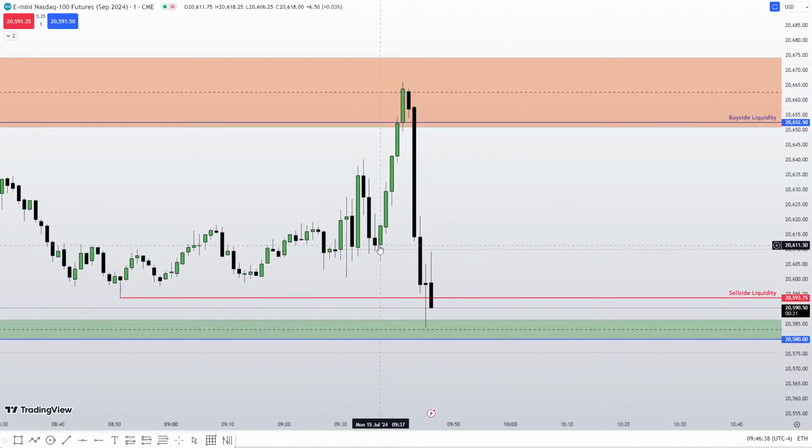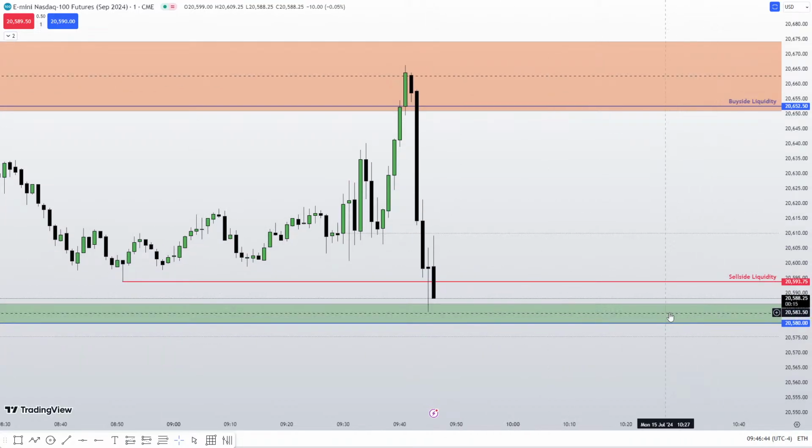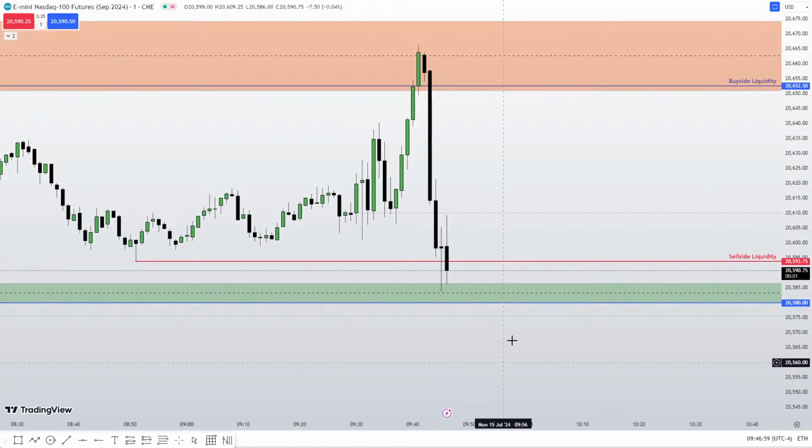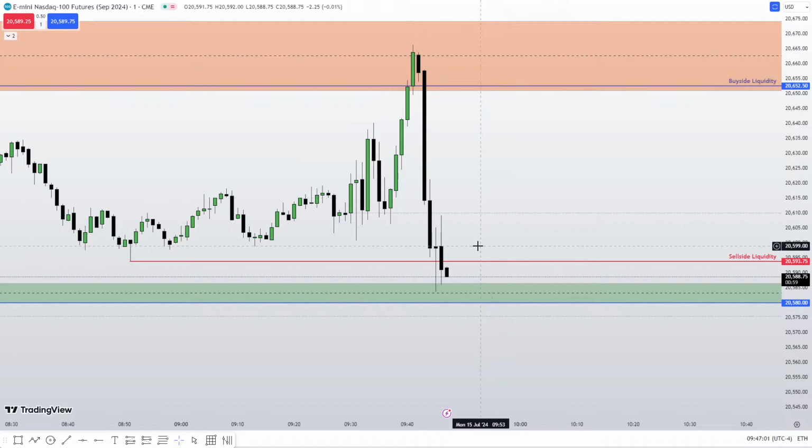Although there is a change in state of delivery, market structure shift, fair value gap, 2022 model, we have this last fair value gap BC here, and also a new day opening gap. I avoid trading just above or just below the new day opening gaps because price may consolidate here. Also we have news, so all these things are telling us that this price action is a low probability price action.